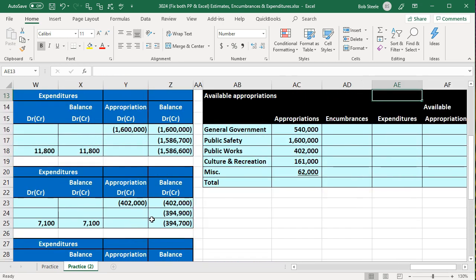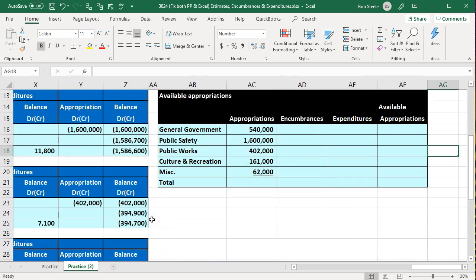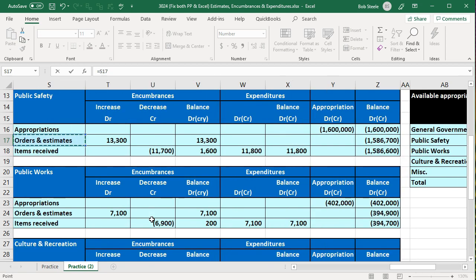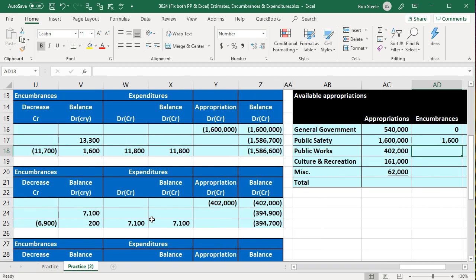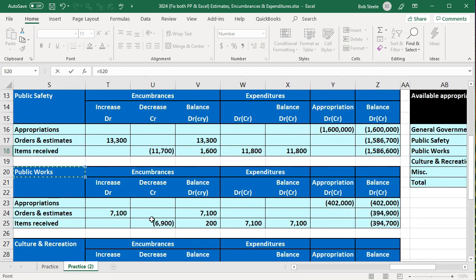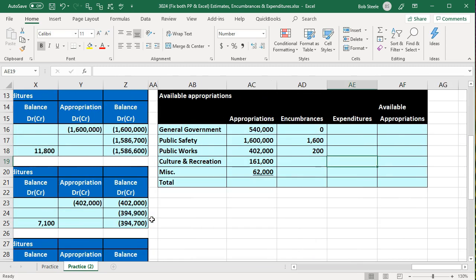And then we have the encumbrances. Now we're just going to pick up the balances. The only two that still have encumbrances outstanding are going to be the public safety. So I'm going to say equals, and take a look at the public safety, which still has that 1006 in it. And then I'm going to pick up the public works, which still has encumbrances of the 200. The rest do not, so I'm just going to say 0.